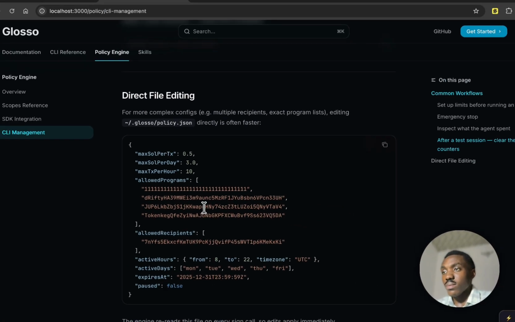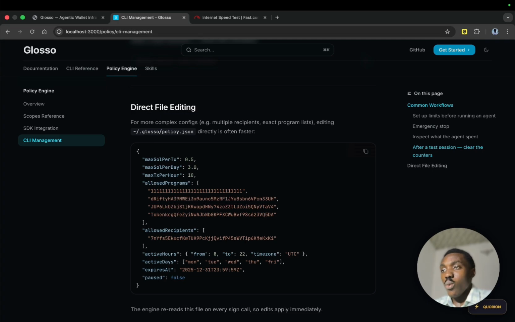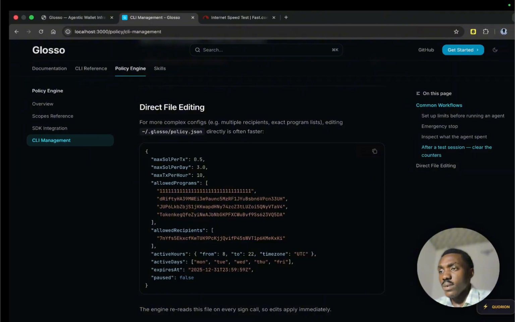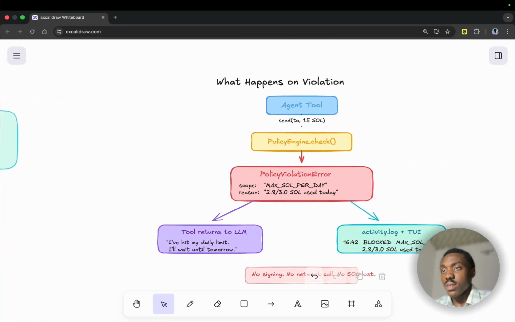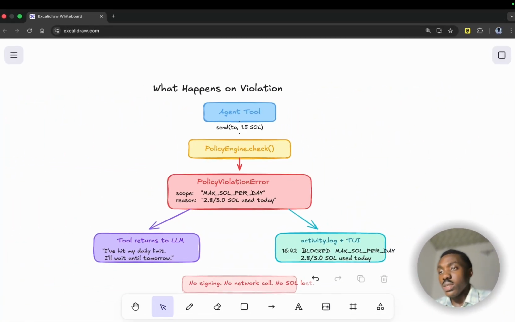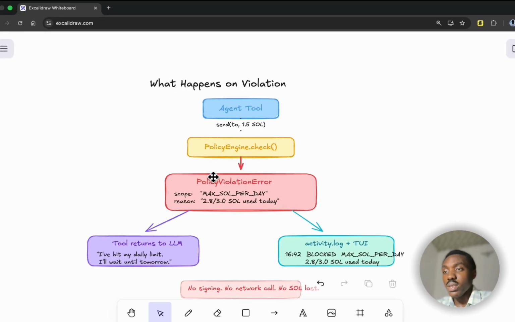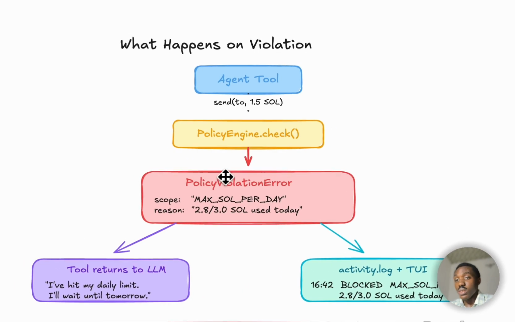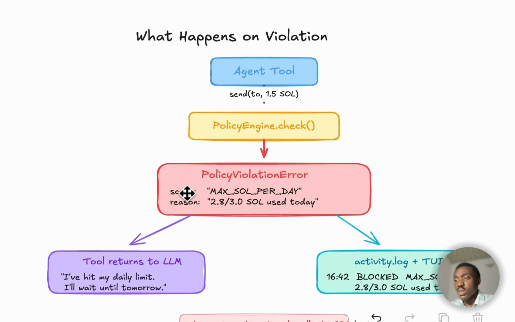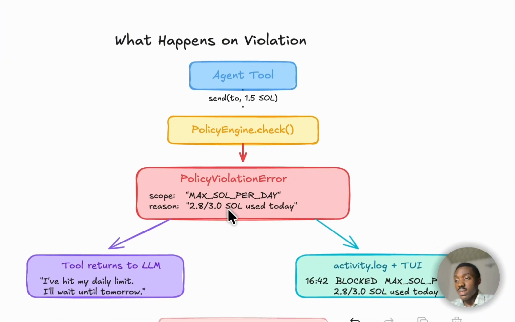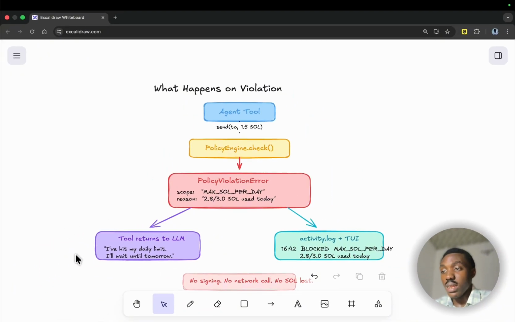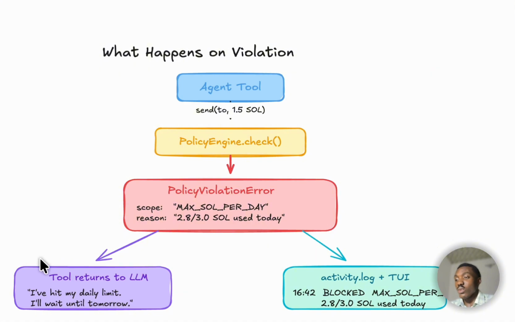Now we've seen setting up policies and how they work. What if policies are violated? How does our application handle it? We have a simple diagram that shows that. So what happens on a violation? When a policy blocks a transaction, the engine throws a policy violation error before any network call is made. So it comes with a scope and a reason in plain English. When this is transferred to the LLM, it has actual context in English. So we don't leave our LLM, our agents, hanging. We give it the actual reason why that particular thing happened, and it doesn't just stop abruptly.